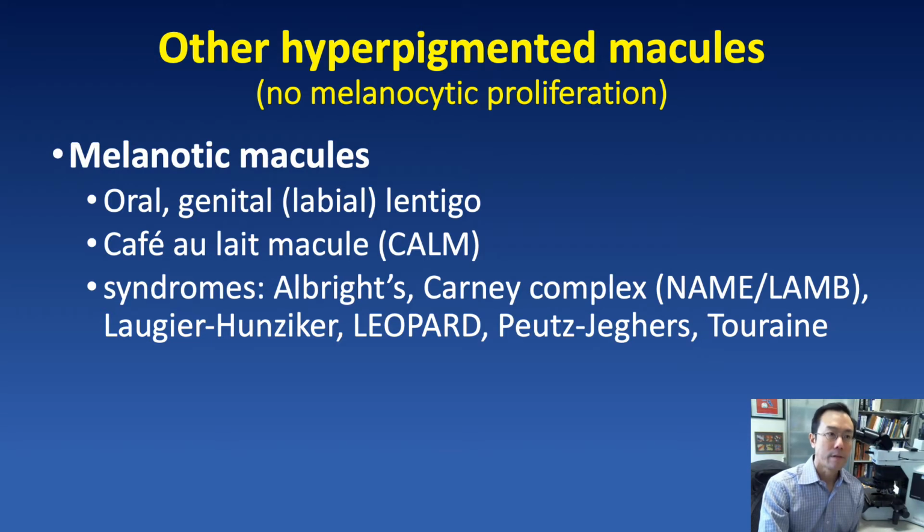The expanded differential diagnosis for hyperpigmented macules that are not melanocytic proliferations, that is to say not melanocytic neoplasms, is quite extensive. However, only a minority of these entities tend to be biopsied. So occasionally we will see biopsies of oral or genital lentigos to rule out early melanoma in situ. However, we generally don't see biopsies of café au lait macules or some of these other syndrome-related hyperpigmented macules. They're just listed here for completeness.